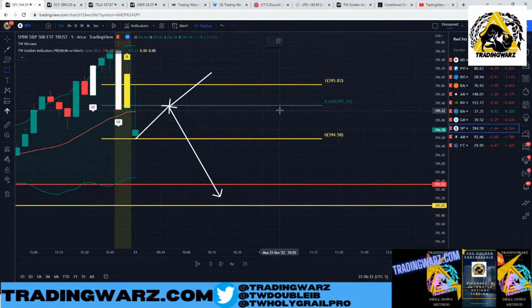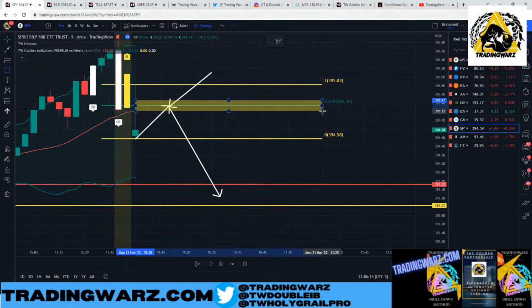So this is our sweet spot, right on the 618. We want to get the market to come back here so we can short. We don't want to short down here because we don't want to chase the move. We want to wait for it to come back so we can get a 61.8% discount of the first 5-minute bar. Okay.